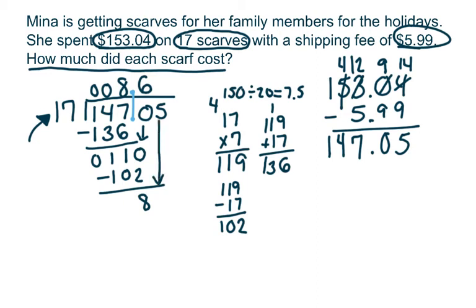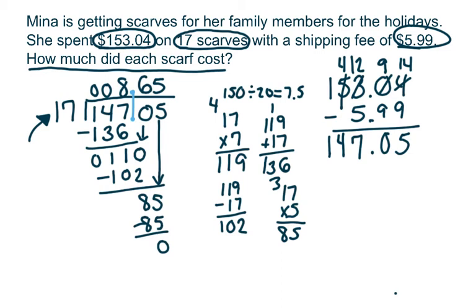Bring down the 5. And then 17 going into 85 is a bit more difficult. I know it's going to be less than 6. I'm going to check 17 times 5. 5 times 7 is 35. 5 times 1 is 5, plus 3 is 8, and we did it.